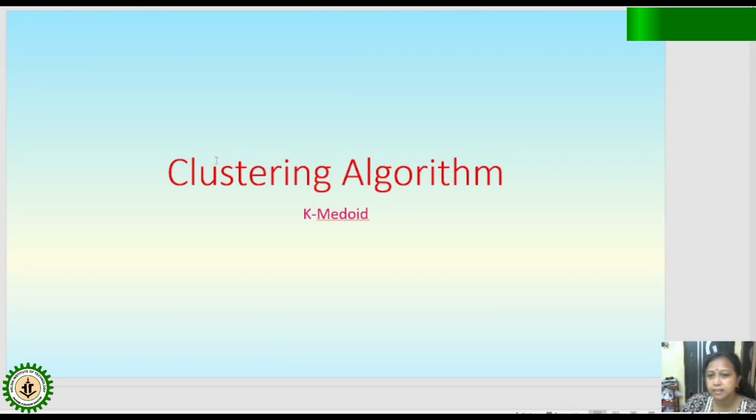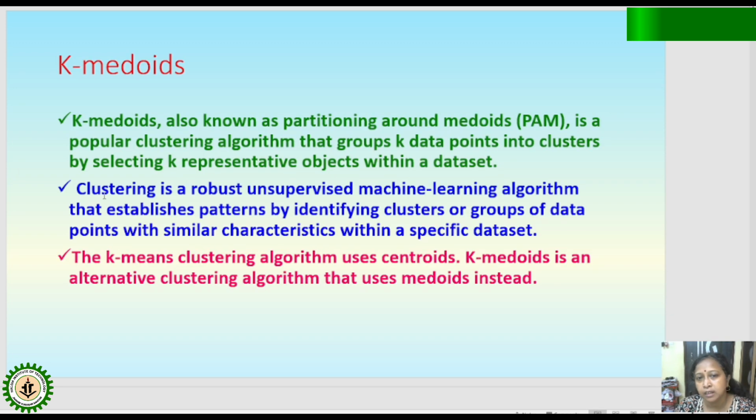Students, today I will discuss the topic clustering algorithm. One clustering algorithm is the K-medoid clustering algorithm. Now, what is the K-medoid clustering algorithm? K-medoid, also known as partitioning around medoids, is a popular clustering algorithm that groups data points into K clusters by selecting K representative objects within a dataset.